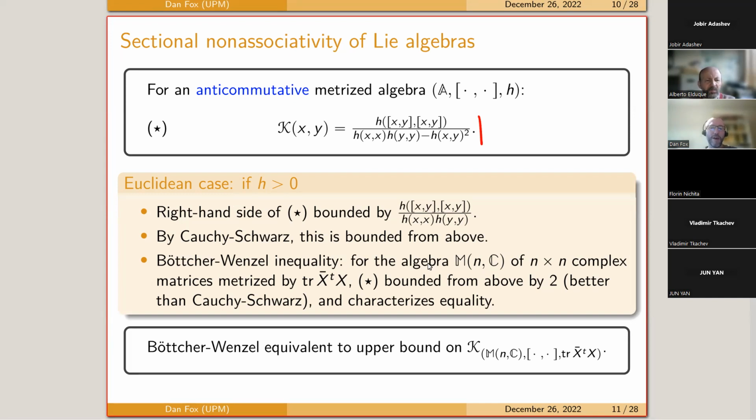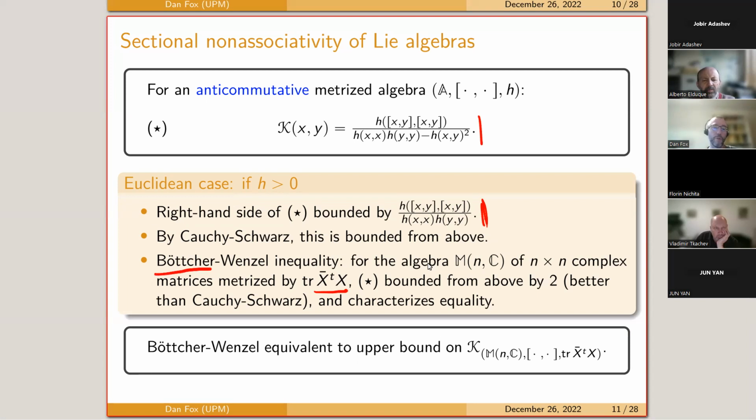So you have a simple bound of the right-hand side by this, and then it's just a simple consequence of the Cauchy-Schwarz inequality that you can give a constant bound on this. I don't care right now what the constant is. It's basically one. But I want to comment that in the case of the algebra of complex n by n matrices, metrized by the usual Frobenius form, as it gets called in the applied math literature, the naive bound on this quantity that comes from Cauchy-Schwarz can actually be improved by a factor of two. And it's known how to characterize equality.